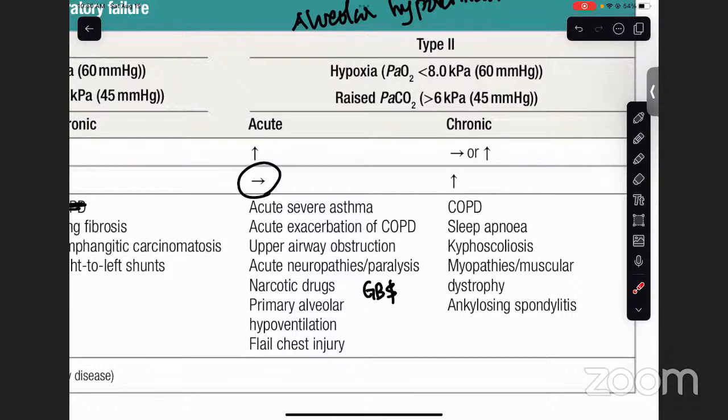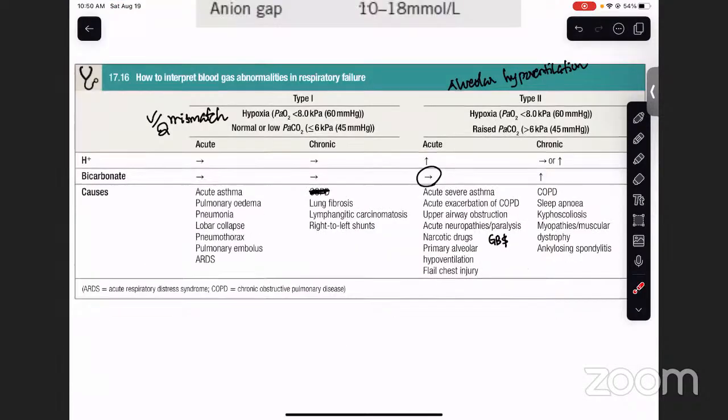So if there is compensation, bicarb level will be raised. Okay. So you need to know some of the causes of type 2 respiratory failure.